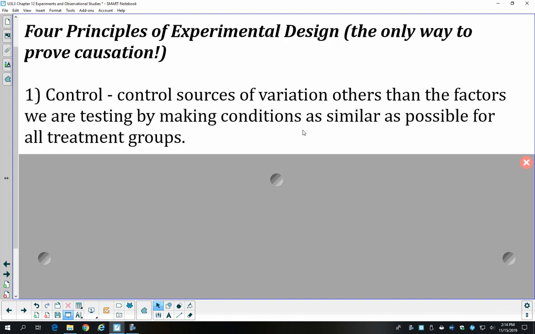So the first principle is that we need to have control, and this is kind of a key in experimenting. It's what makes it different from an observational study, and it's we control things that might affect our results. So we're controlling to control for variation. We want to make sure that if we have different groups of people, their conditions are kept as similar as possible so that we can see if the factor that we're interested in is having an effect on those groups.